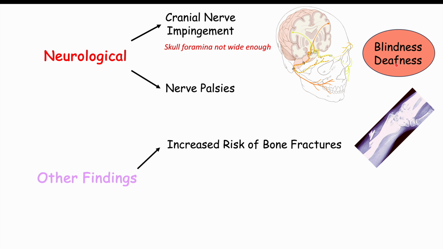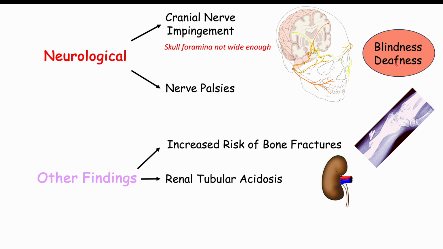Some other findings include increased risk of bone fractures, renal tubular acidosis. So renal tubular acidosis is something that we can see with intermediate osteopetrosis. Again, that's the type that is caused by carbonic anhydrase 2 mutations. So we can see renal tubular acidosis. Renal tubular acidosis is where the kidneys do not acidify the urine appropriately. So they're not going to acidify the urine. They leave acidic or acidified products in the blood. So the blood becomes more acidic, but the urine does not. This is renal tubular acidosis, more likely to occur in intermediate osteopetrosis.